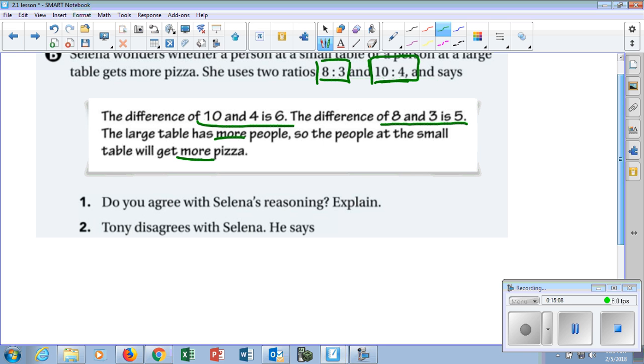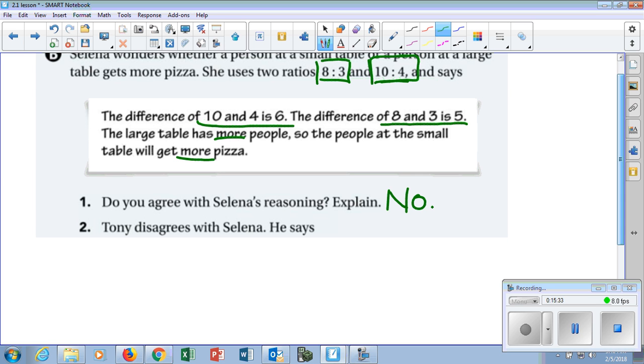Is the small table, right? Okay, so the difference is 6, so it would be more because 6 is greater than 5. Okay, so you found that the large table has a difference of 6 and the small table has a difference of 5, so the difference is larger for the large table, so they should get more pizza. Yeah. So all of these are good reasoning. So do you agree with Selena's reasoning?